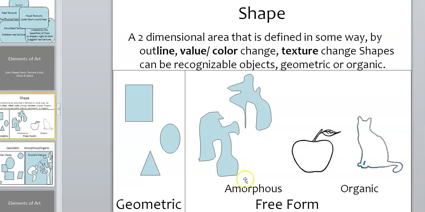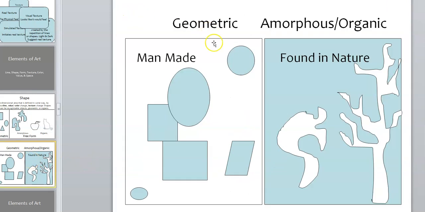If I hop down for a second, geometric shapes are going to be man-made. There are rules for making all of these things. Like a square has to have 4 equal sides that meet at right angles, and they all have to be straight lines. Circles have 360 degrees in them, and their area is made by pi times the radius squared. We have mathematical rules for how you make those shapes.